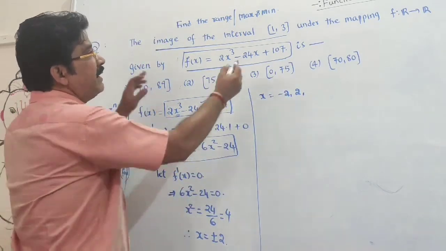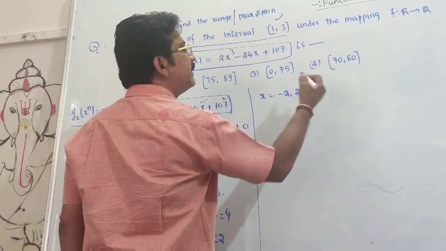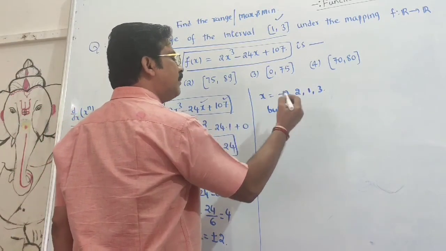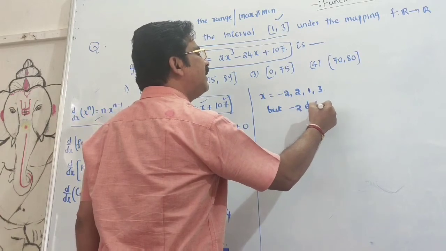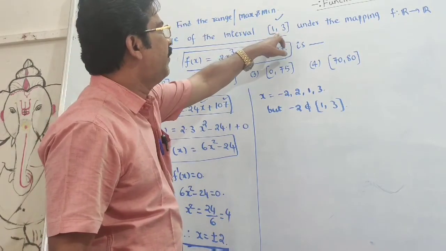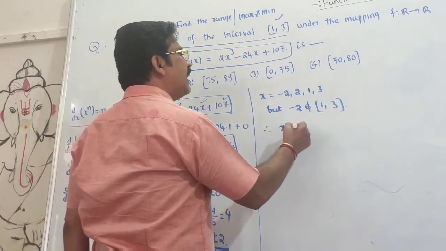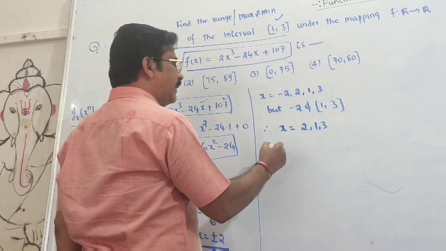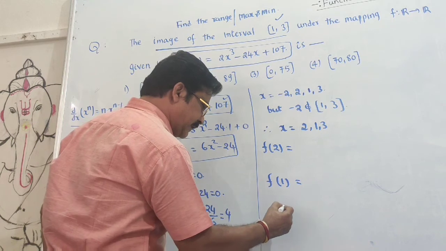Next, the given interval is the closed interval of 1 comma 3. Here we see that x equal to minus 2 is not in the domain, which is the closed interval of 1 comma 3. Actually it is the domain of x, means x belongs to the closed interval of 1 comma 3. So therefore we are considering only x equal to 2 comma 1 comma 3. For which first find f of 2 value, next f of 1 value, next f of 3 value.